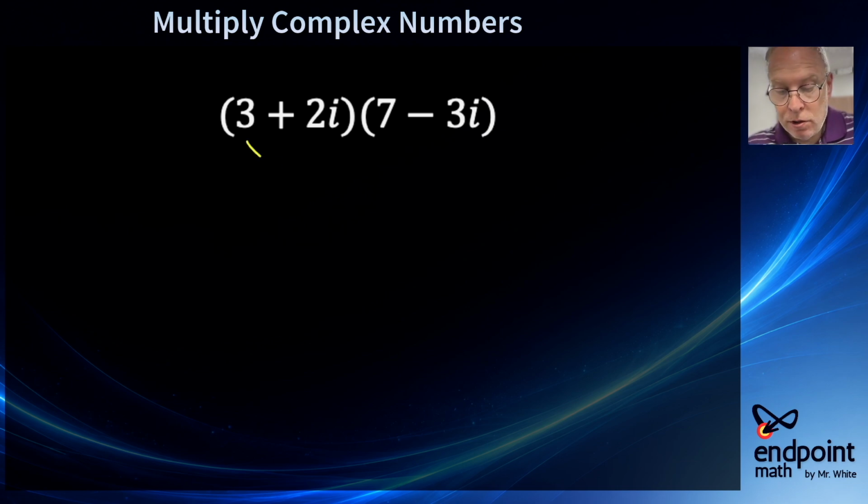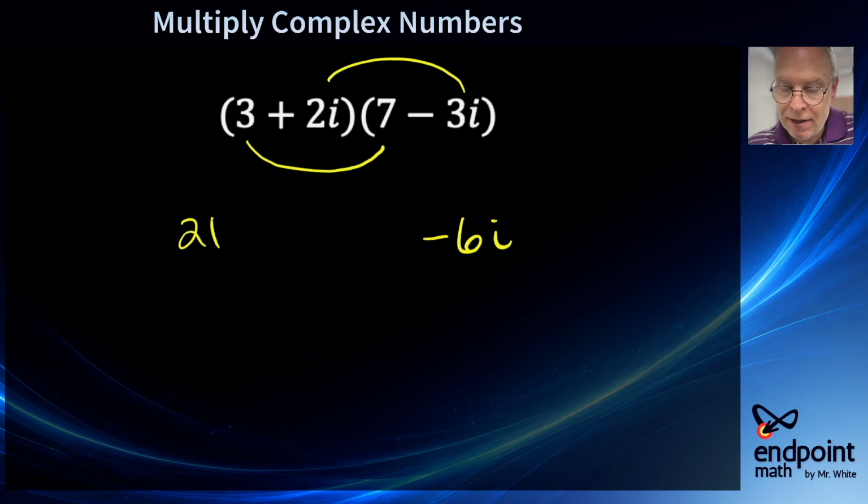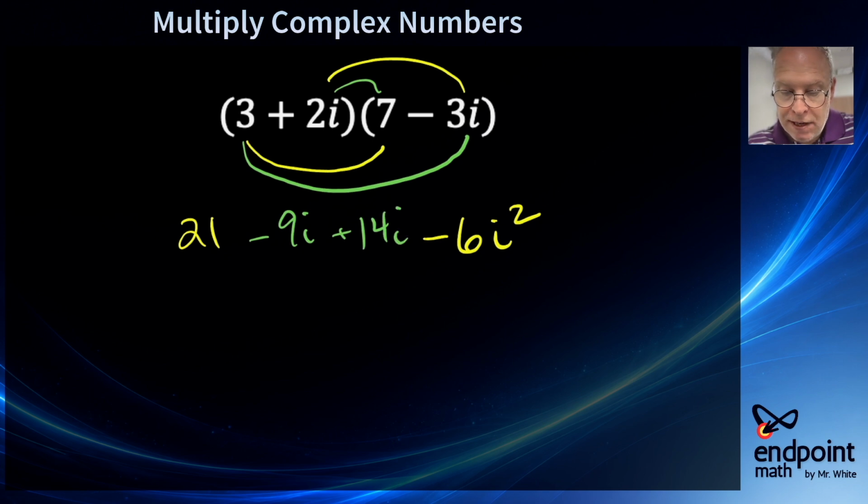FOIL, so we multiply the 3 and the 7, we get 21. The L gives you negative 6i squared. Now some students accidentally write 21 minus 6i squared as their answer, but they forgot to FOIL. There is also the outside here that we have to do and the inside. So the outside would be negative 9i, the inside would be positive 14i.